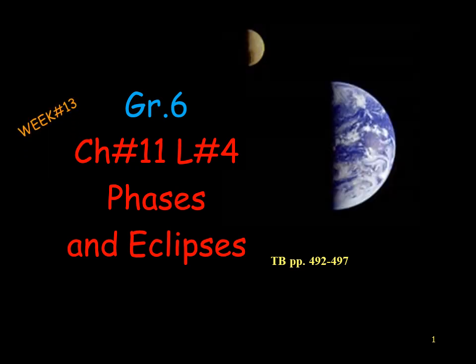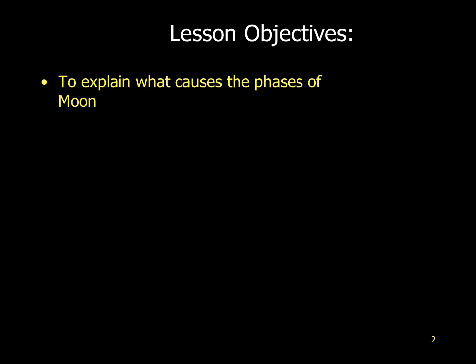Now we are in week 6. We are discussing chapter 11, lesson 4, phases and eclipses. So the lesson objectives: to explain what causes the phases of the moon, and to describe solar and lunar eclipses.